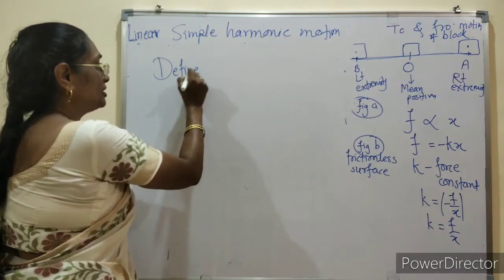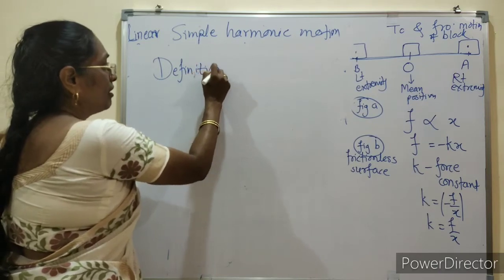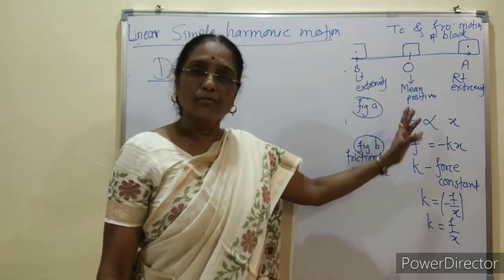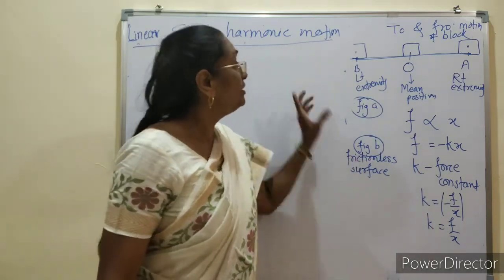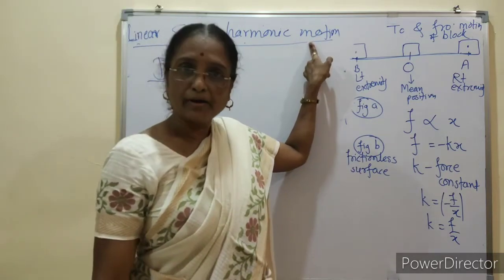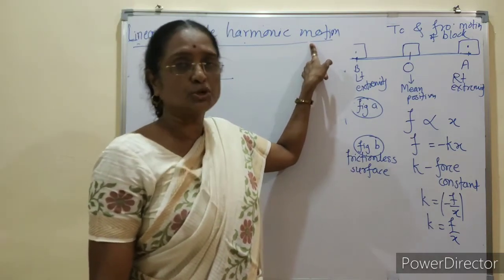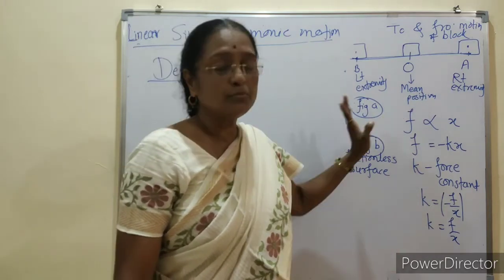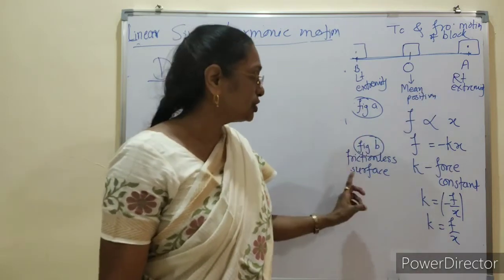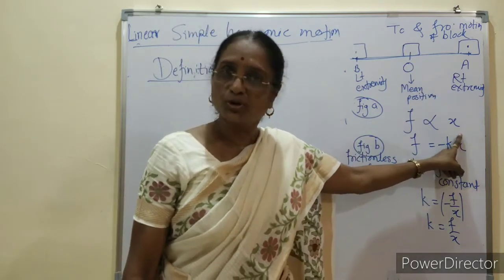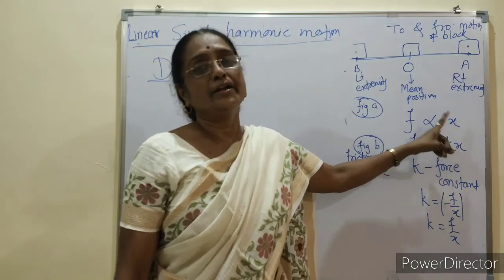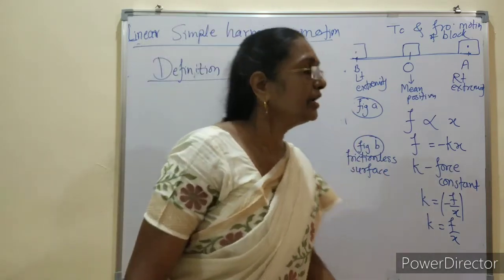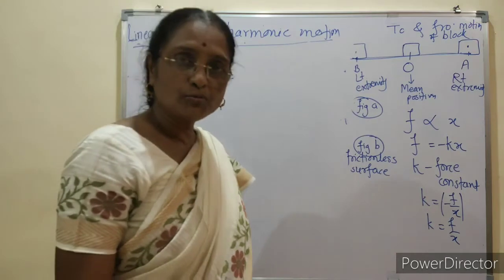From the explanation we can take the definition of linear simple harmonic motion. It is again from the same explanation. Linear simple harmonic motion can be defined as to and fro motion along a straight path about some mean position, in which the force is directly proportional to displacement from the mean position and directed opposite to the displacement. Such a simple definition we can take for linear simple harmonic motion.